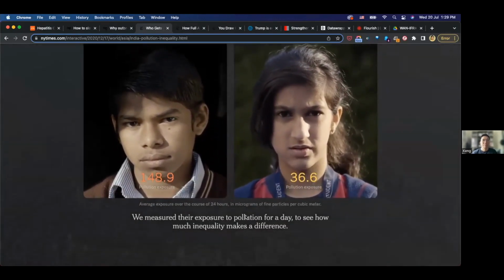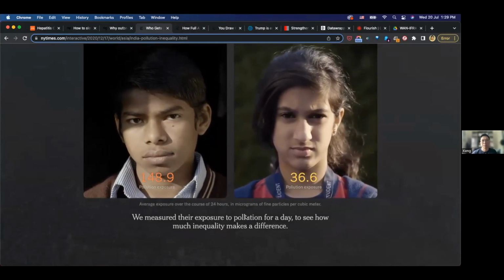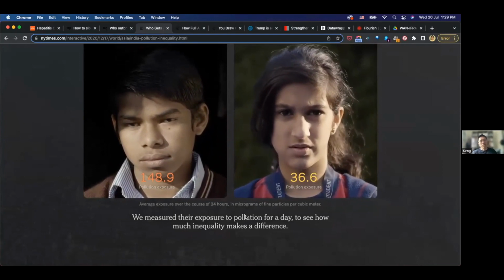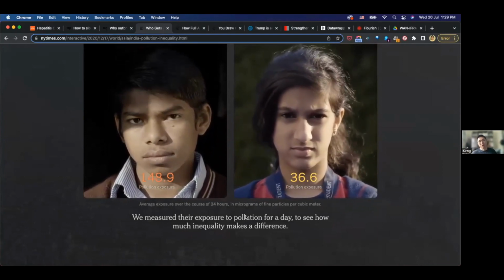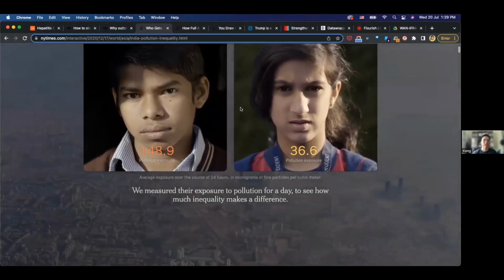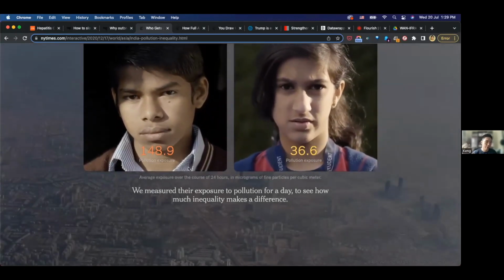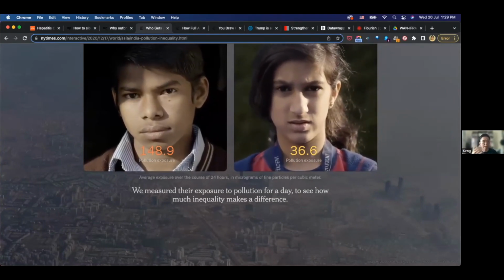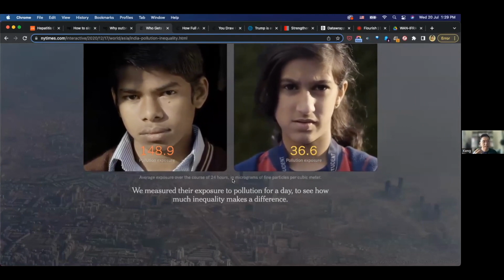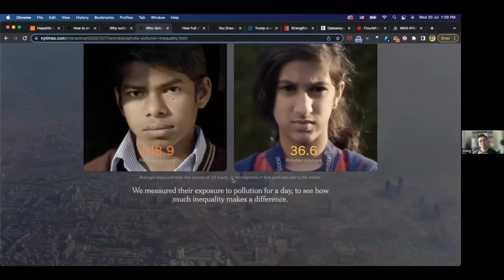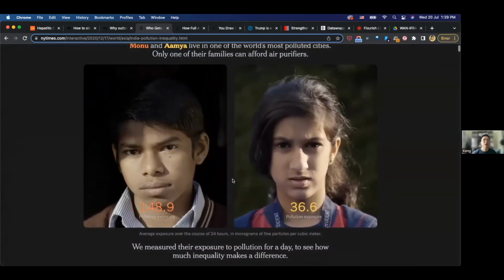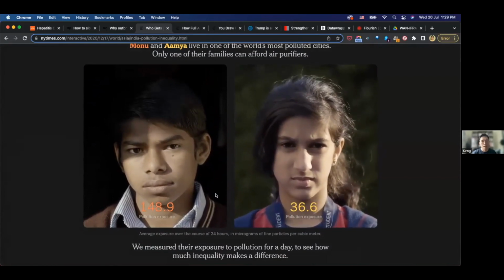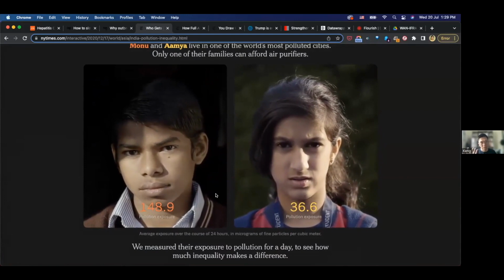So what happened is that the journalists work with a technology company that produces air pollution detectors. Those are mobile detectors that you can bring around with you, right? They asked these two kids to bring the air pollution detector with them throughout their whole day of their daily routine, and the detector keeps collecting data. Then they compare the exposure to air pollution of these two kids based on the detectors, right?